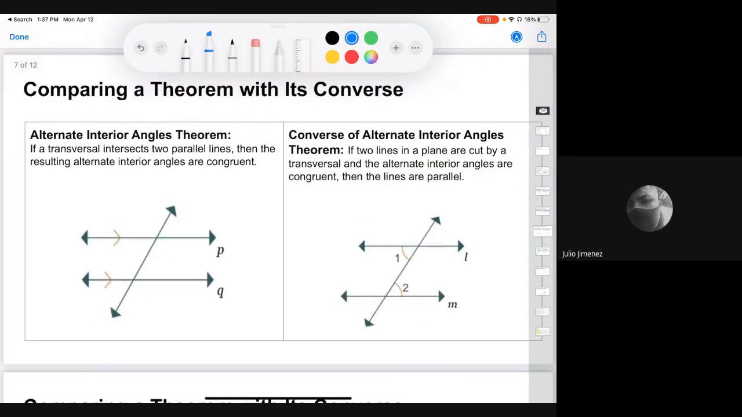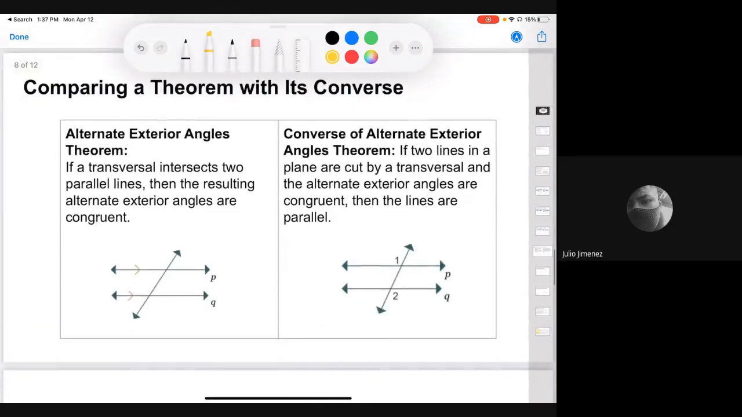The alternate interior angles theorem states if parallel, then our alternate interior angles are congruent. The converse of that states if our alternate interior angles are congruent, then those lines are parallel. Alternate exterior angles, if they're parallel lines, well, then the alternate exterior angles which are created will be congruent. The converse will state if there are alternate exterior angles which are congruent, well, then those lines must be parallel.